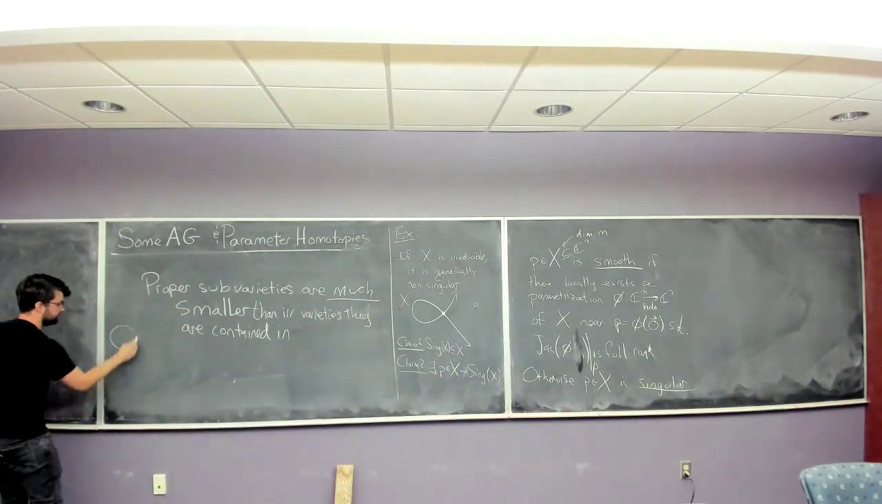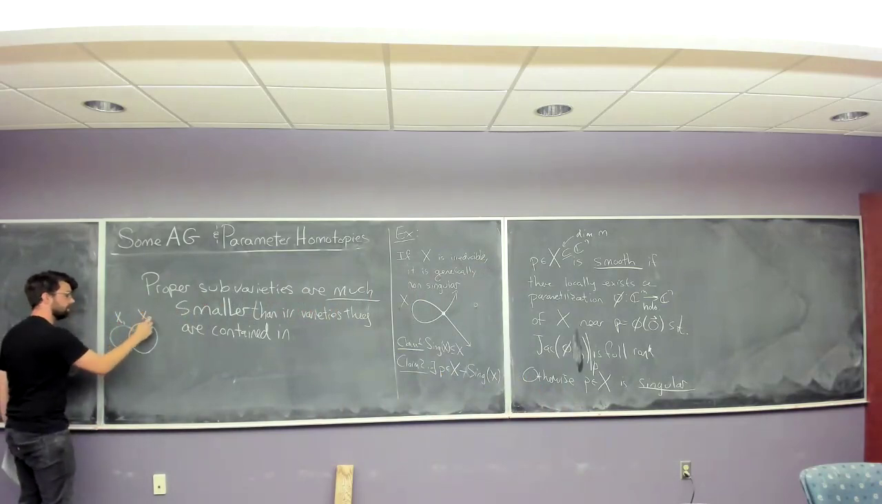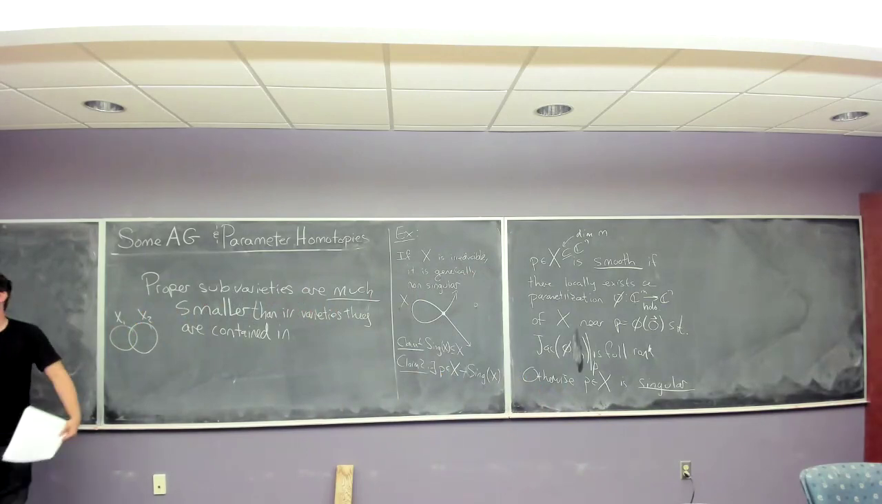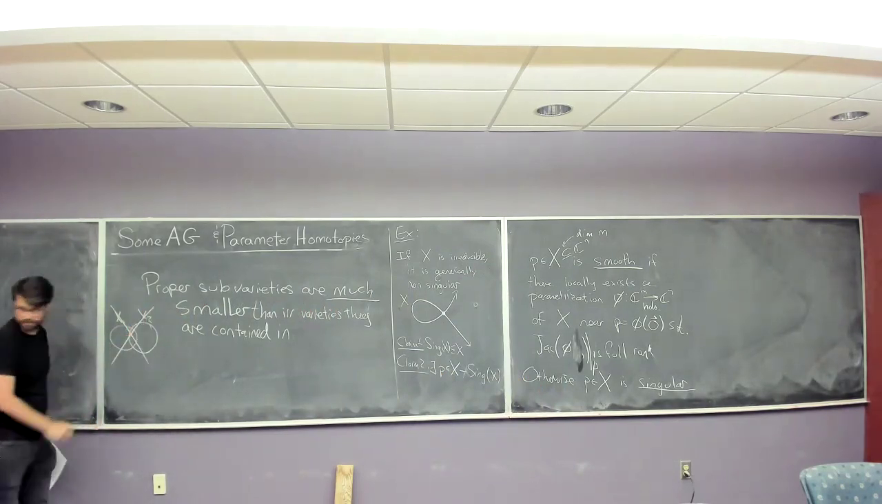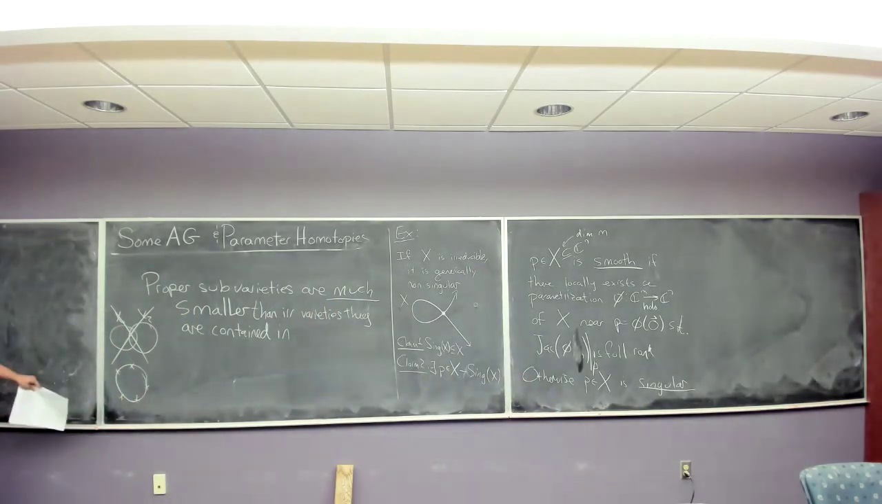For example, here's the union of two circles, called X1 and X2. And X1 is a subvariety of the union, but it's not much smaller than the union. It's half of it, right? So this is not what I'm talking about. I'm talking about an irreducible variety and then some proper subvariety, for example. And the subvariety doesn't have to be irreducible.